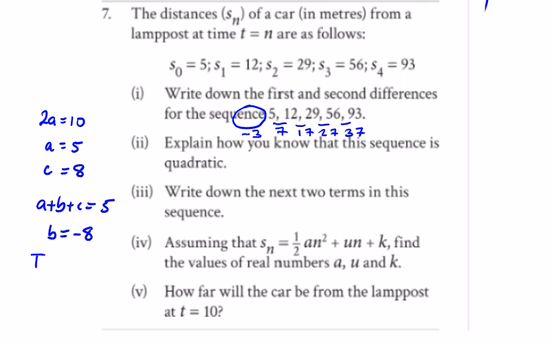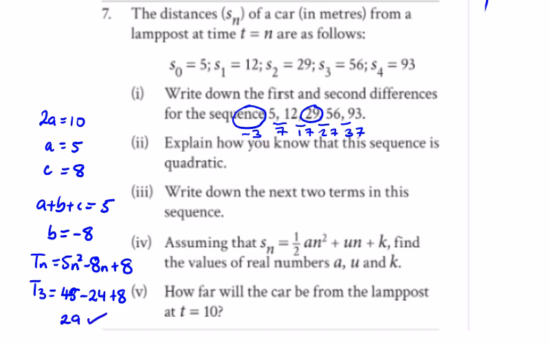Okay, so we have Tn is going to be 5n squared minus 8n plus 8. So let's check the third one. Should get 29. So T3 is equal to 5 by 9, 45 minus 24 plus 8, which is 53 minus 24, which is 29. So yes, we're correct.